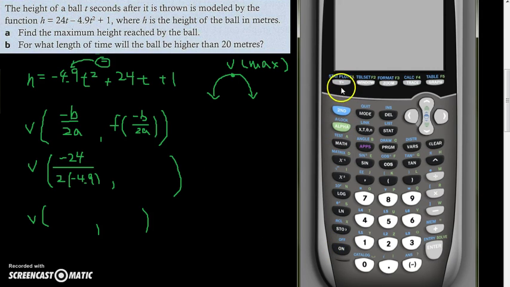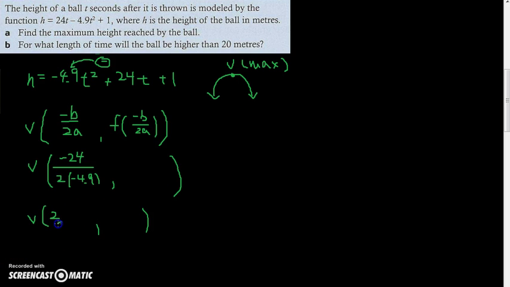I'm going to press alpha and then y equals, which gives me a fraction. Then I'm going to enter negative 24. Please don't use the subtract key here; the negative key is right there. Negative 24 over 2 times negative 4.9, and then equals. So my x coordinate is 2.45 to 3 significant figures.